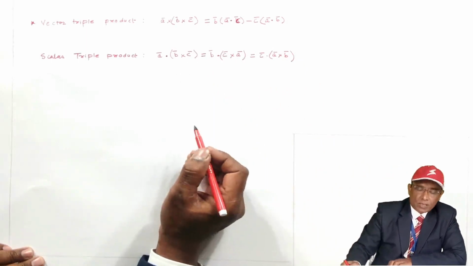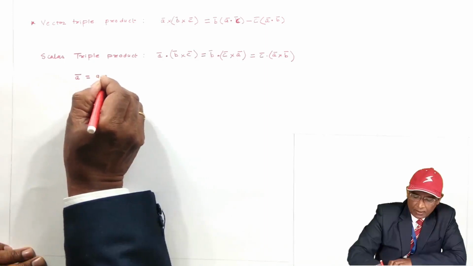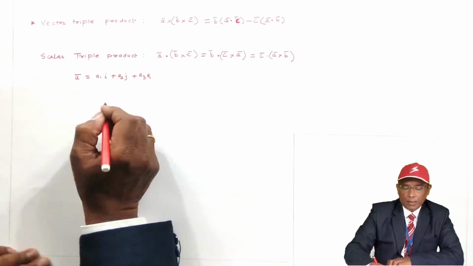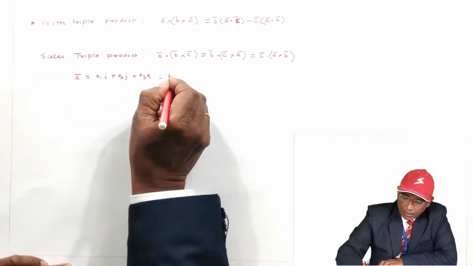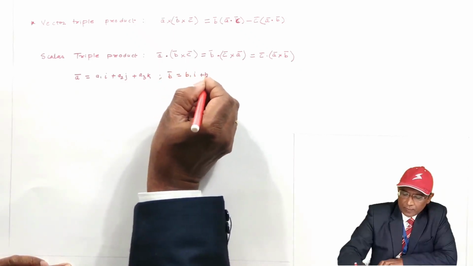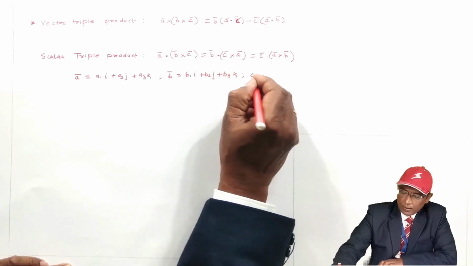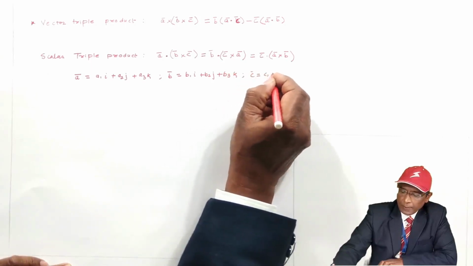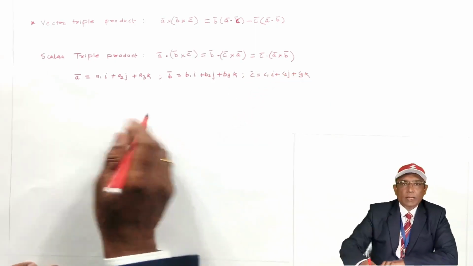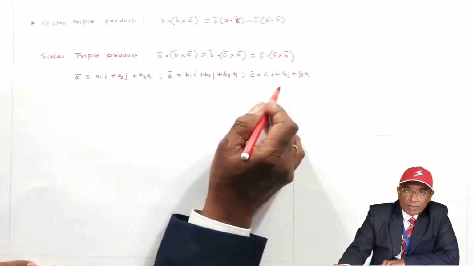Now the component wise. If A bar is A1i, A2j, A3k, vector B bar is B1i, B2j, B3k, and C bar is C1i, C2j, C3k. Okay, in terms of components I have written these three vectors. The three vectors are given like this.